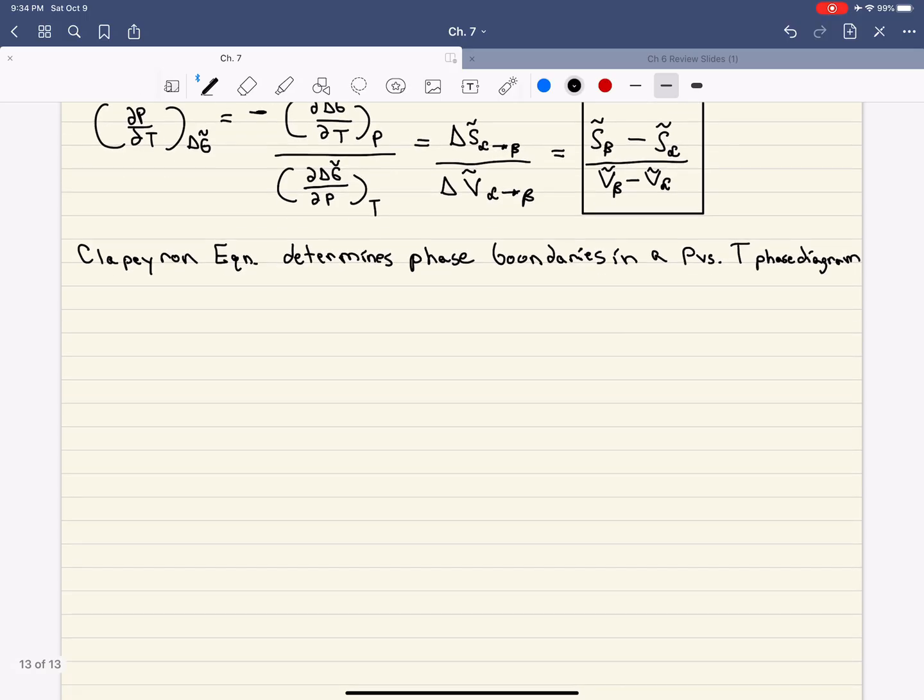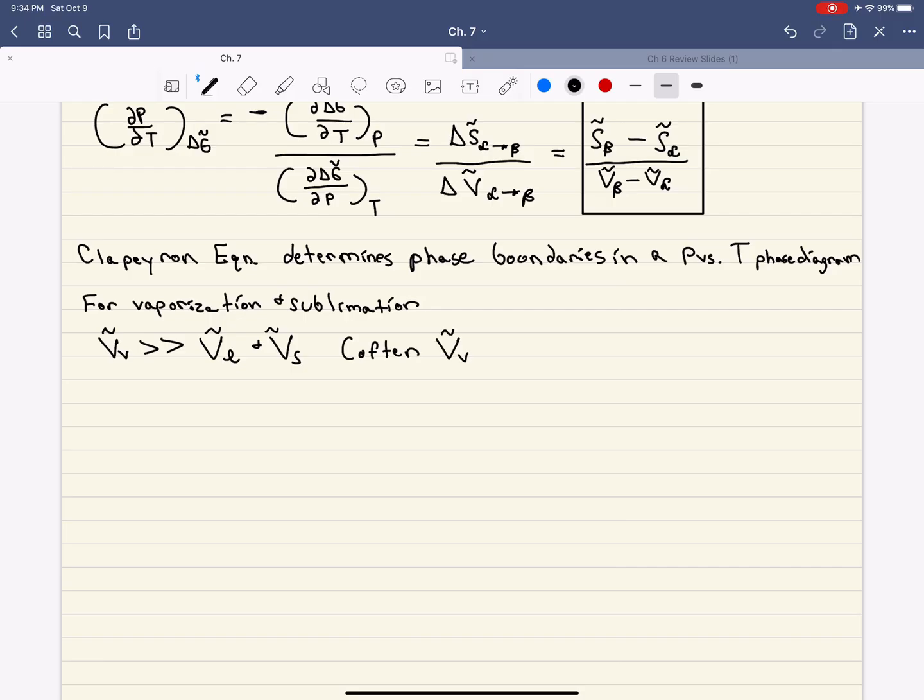A couple of other things to point out before we go even deeper into understanding these phase boundary lines. When we look at vaporization, so liquid to vapor, or sublimation, so solid to vapor, the molar volume of the vapor phase is just much larger than the molar volume of the liquid or the solid phases. And often, when you look at different chemicals, the molar volume of the vapor phase is about 1,000 times larger, or 3 orders of magnitude larger, than the molar volume of the liquid phase.